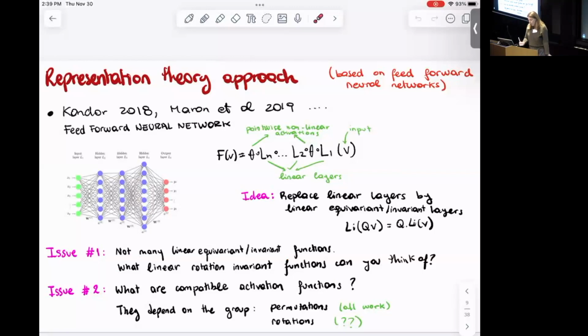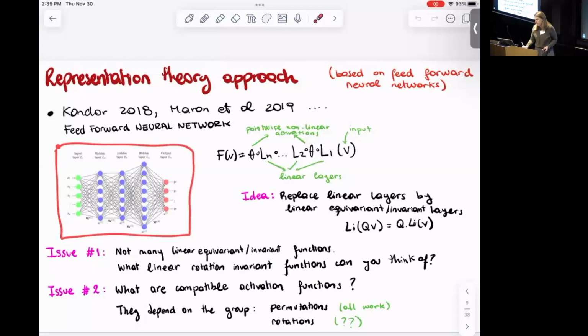So, okay, representation theory. How do people use representation theory to parameterize the space of functions? So the idea is the following. You know the classical feed-forward neural networks are compositions of linear layers and nonlinear activation functions, right?